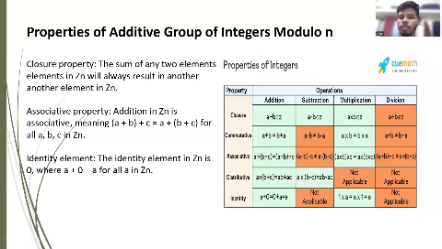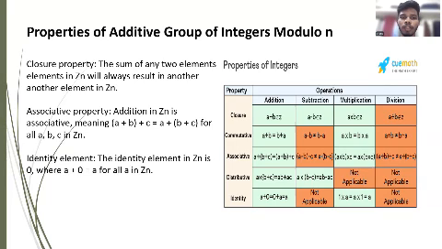Next we'll move on to the properties of the additive group of integers modulo n. The closure property: the sum of any two elements in Zn will always result in another element in Zn. The next one is the associative property. The addition in Zn is associative, meaning (a + b) + c equals a + (b + c) for all a, b, c in Zn.